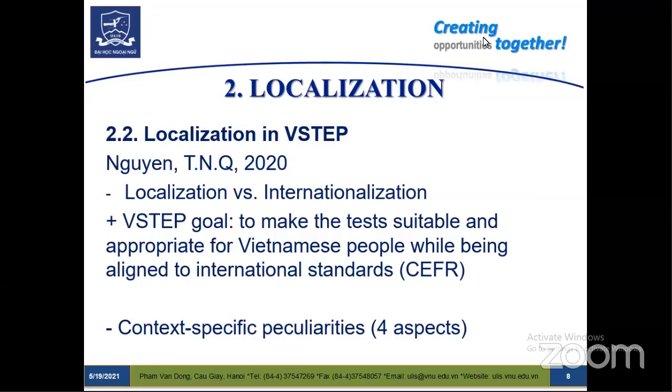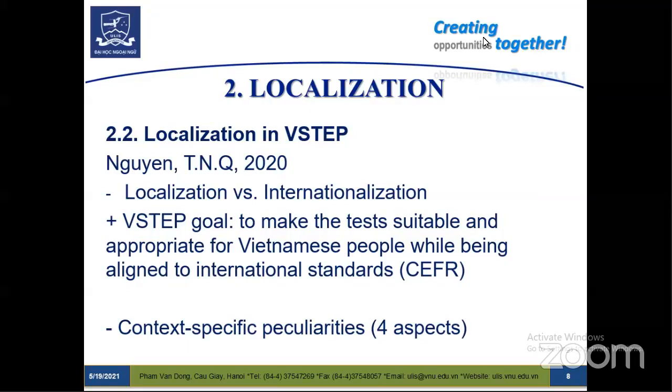And in Miss Nguyen's 2020 book, she mentioned four aspects that we can use to make it context specific. The first one is that when we apply the CEFR, we still consider adapting and adjusting it to make it more familiar to Vietnamese people by adding more topics and more settings that would be appropriate for Vietnamese people.